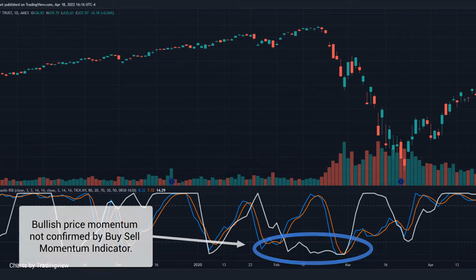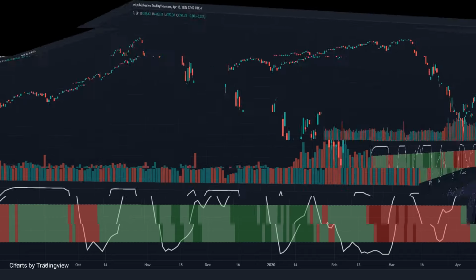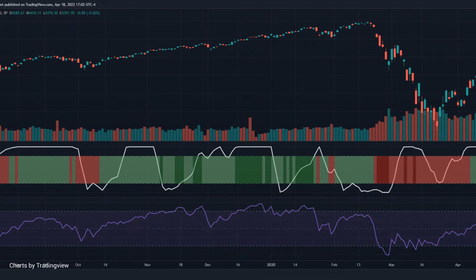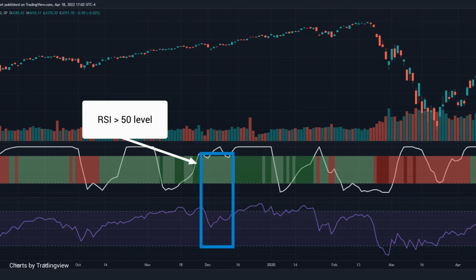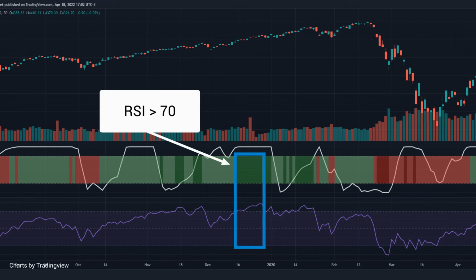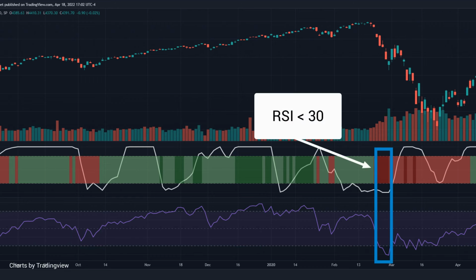The final layer to this indicator is the colored background. This is my RSI indicator. Like the stochastic RSI, the RSI colors the background based on the chart symbol, not the overall stock market. The background will be green when the RSI is greater than 50 and bullish, dark green when overbought and greater than 70, red when below 50 and bearish, and dark red when oversold and less than 30.